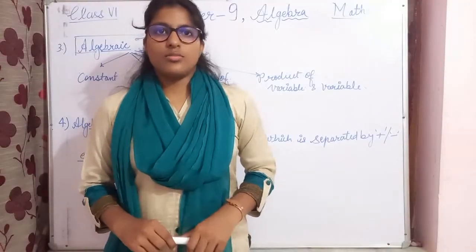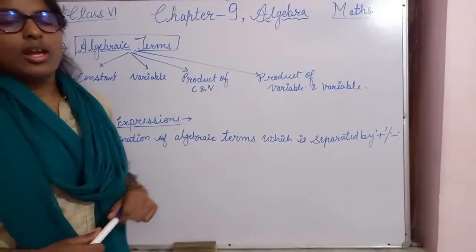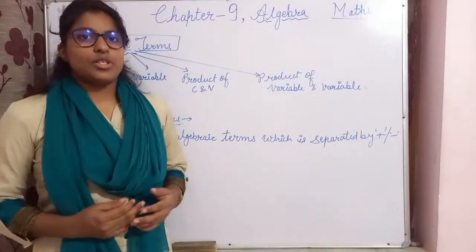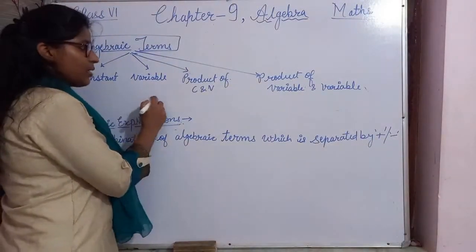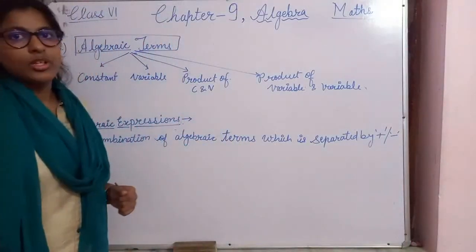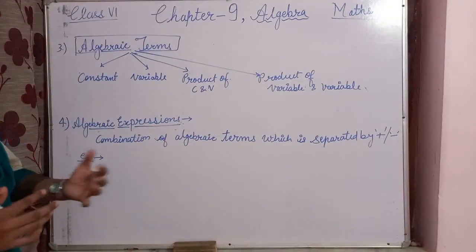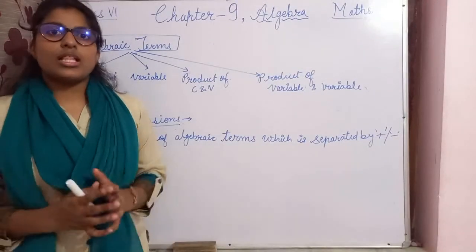Let's see the next terms. Next are algebraic terms. What are the algebraic terms? Here see, you have 4 algebraic terms: constant, variable, product of constant and variable, and product of variable and variable. These are the terms, just like in arithmetic, by using digits you make numbers. Here we are making algebraic terms.